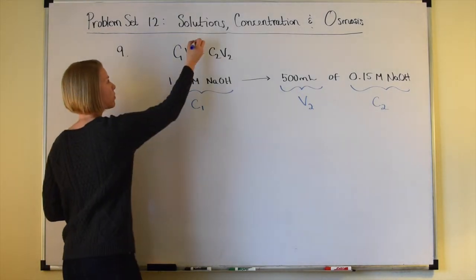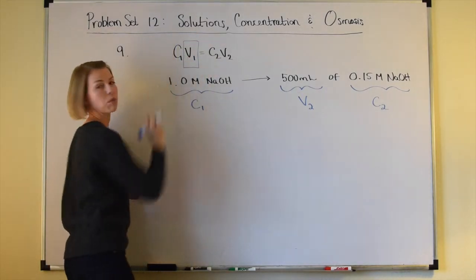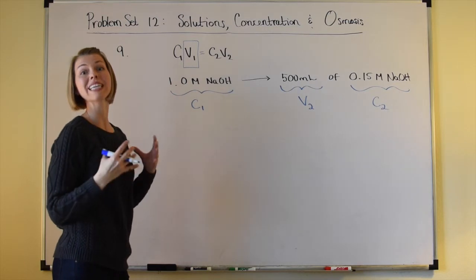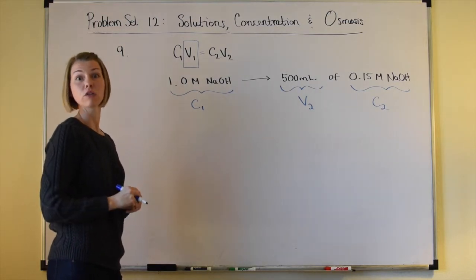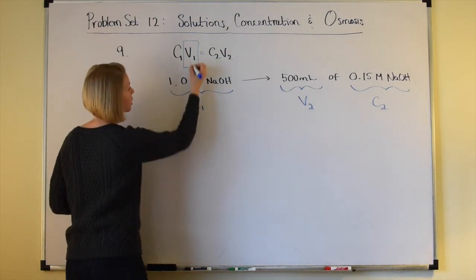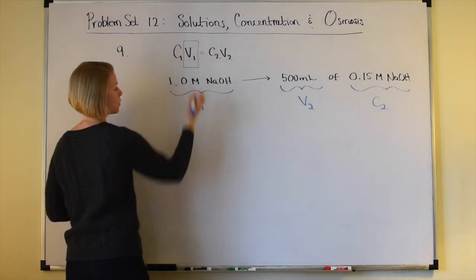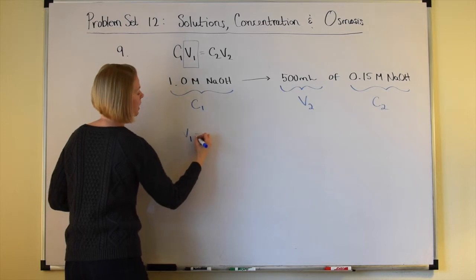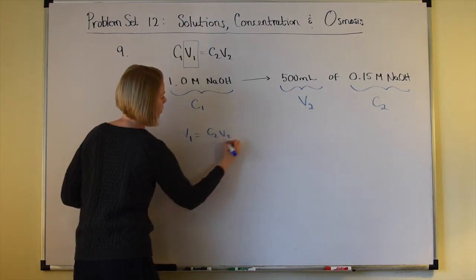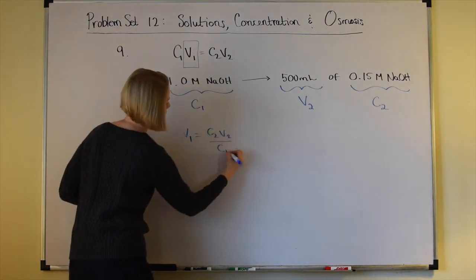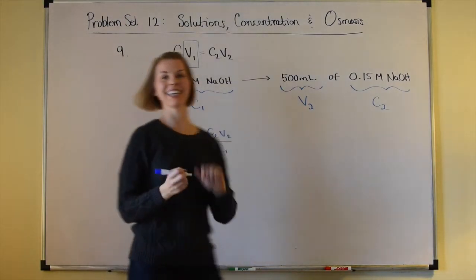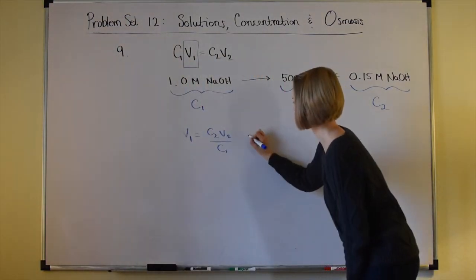So what we're solving for is what volume of that more concentrated solution we need for this dilution. So rearrange this equation and solve for V1 by dividing both sides by C1. We get V1 equals C2V2 over C1. Now plug in and solve for V1.